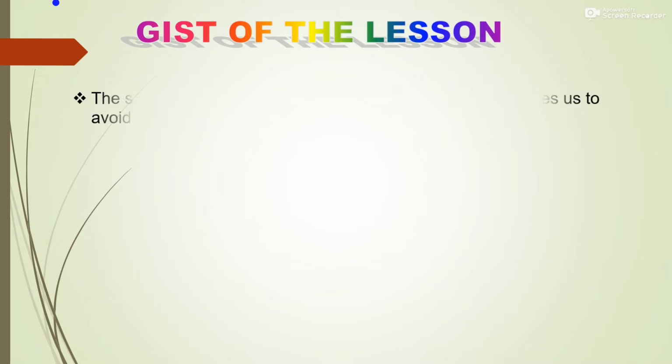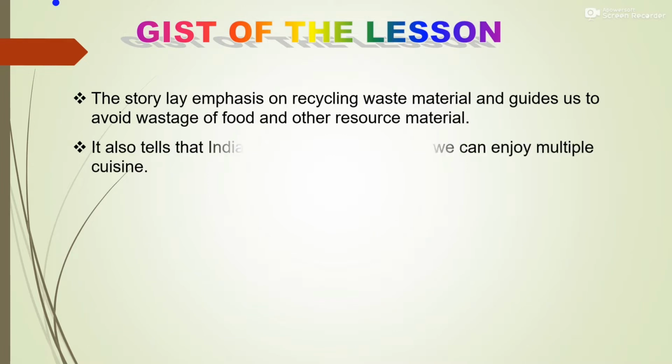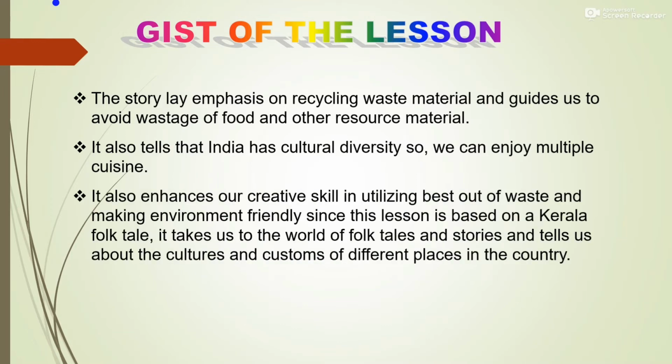Now, gist of the lesson. The story lays emphasis on recycling waste material and guides us to avoid wastage of food and other resource materials. It also tells that India has cultural diversity, so we can enjoy multiple cuisines. Cuisine means the way of cooking. So in our country India, in different parts of India, there are different cooking ways. It also enhances our creative skill in utilizing best out of waste and making the environment friendly.